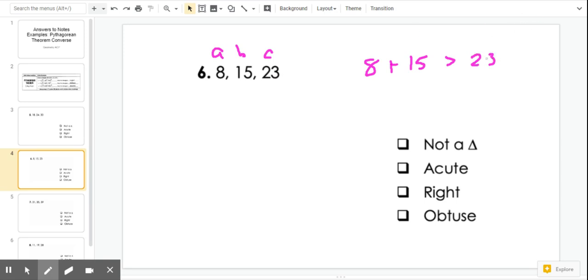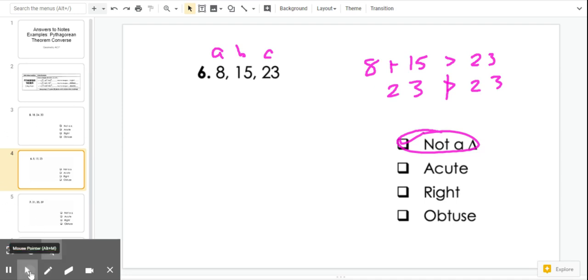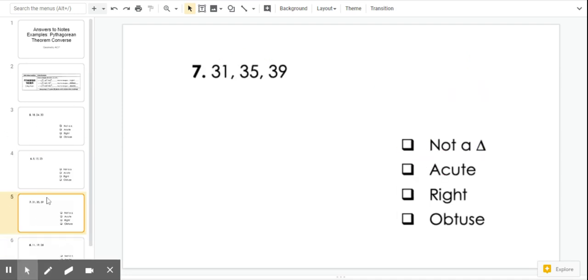So 8 plus 15 is not larger than 30 because that's 23. Oh, I'm sorry. We're not talking about 30 anymore, 23. But it's still not larger than 23. That's not true. They're the same, and that's not okay. Because if you were to draw a triangle with these, it would actually look like a line, so it's not a triangle. So this is actually not a triangle. So we're done. And we move on to the next one.